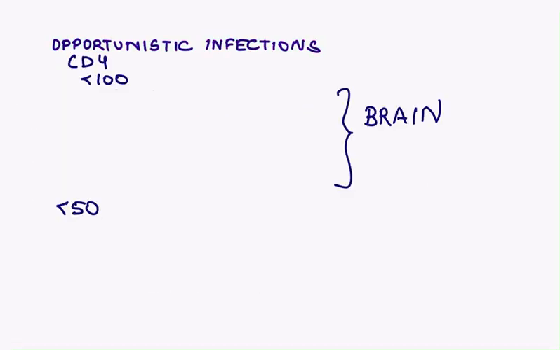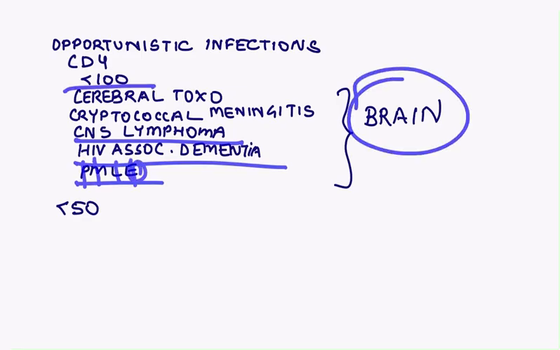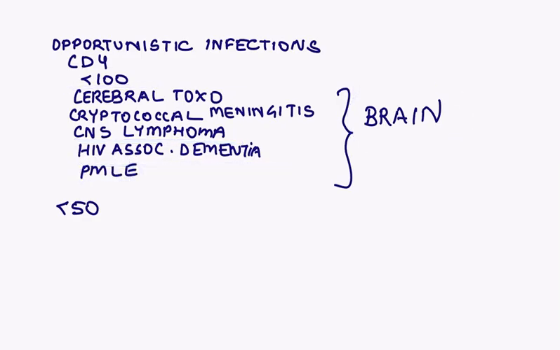Now let's go further down. Less than 100, you will see all the organisms that have straight away gone to the brain. So when I talk about toxoplasmosis, cerebral toxoplasmosis is what I'm talking about. Cryptococcus causes what? It's a fungus, causes meningitis. What lymphoma? Brain lymphoma. Then HIV-associated dementia or PML, which is progressive multifocal leukoencephalopathy. All brain-related things are less than 100 CD4 count. And finally, less than 50 are just MAC and CMV. How simple? MAC is the Mycobacterium avium complex, which is atypical mycobacteria, and CMV causes CMV retinitis.